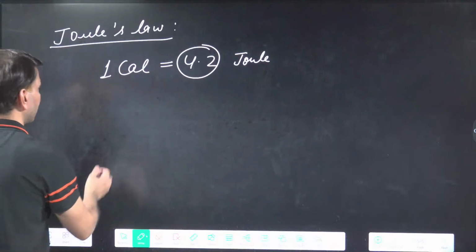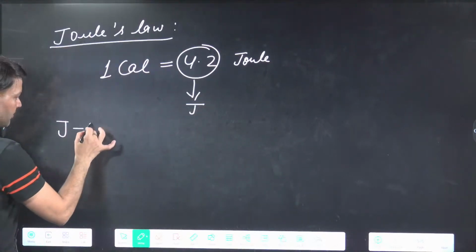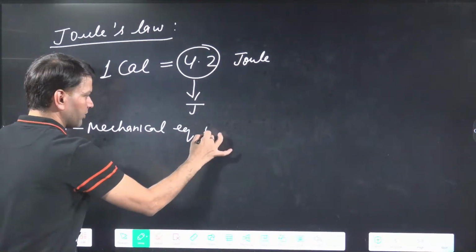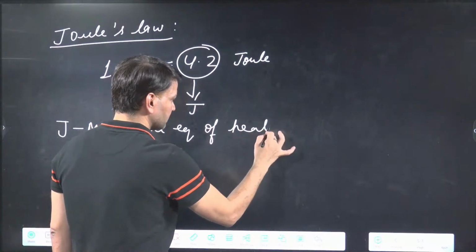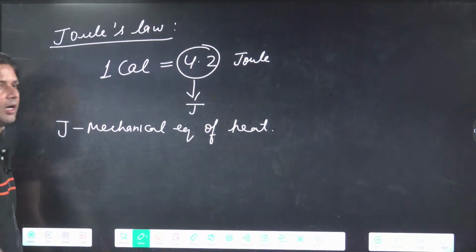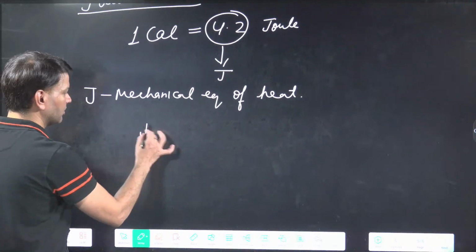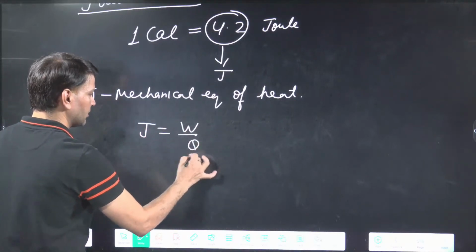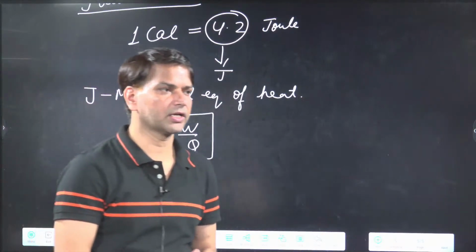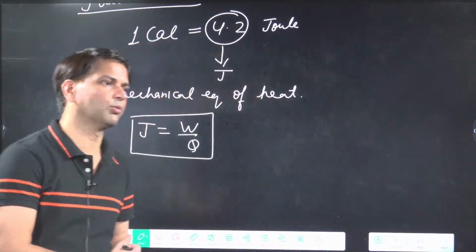And we represent it by J. J is the mechanical equivalent of heat. And how can we find J? J is equal to W by Q. Means work upon heat; if you divide, then you will get the value of J. Okay, so J is equal to W by Q.